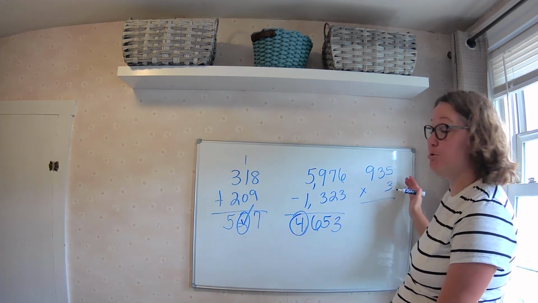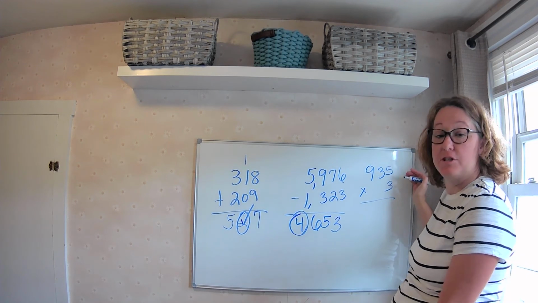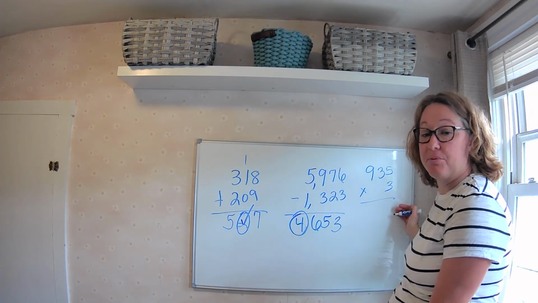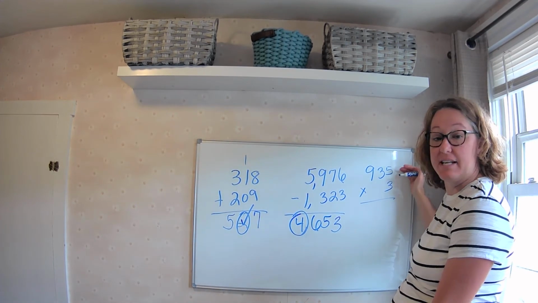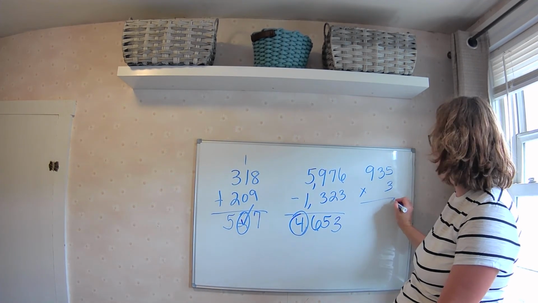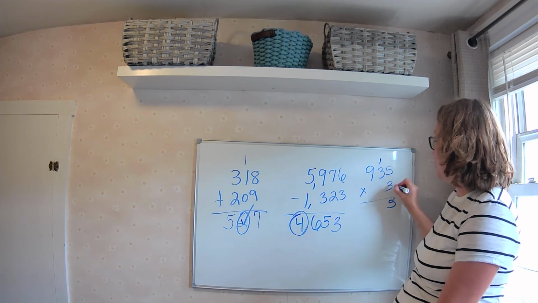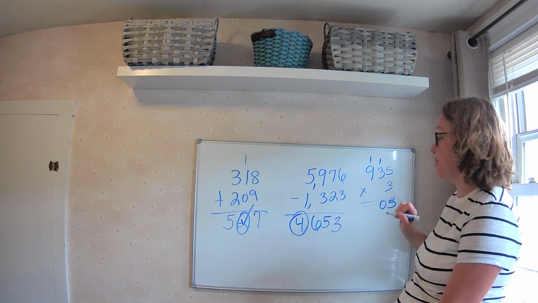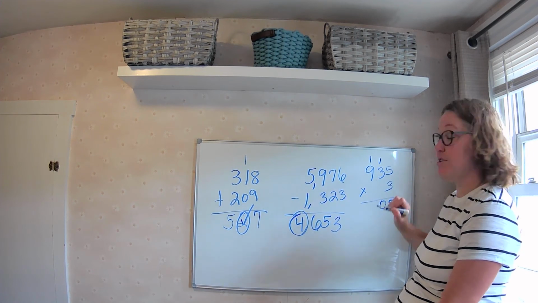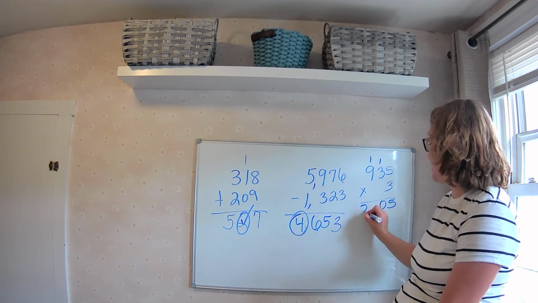Now let's do our multiplication. We have a factor times a factor. We will get a product. It is 5 times 3, or 3 times 5. 3 times 5 is 15. Carry the 1. 3 times 3 is 9, plus 1 gives me 10, so I put a 0 and I carry a 1. 3 times 9 is 27, plus the 1 is 28.